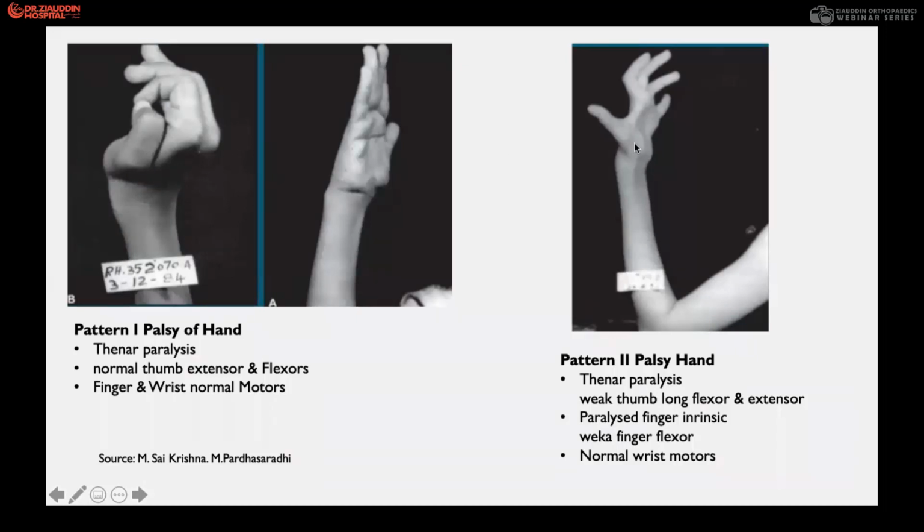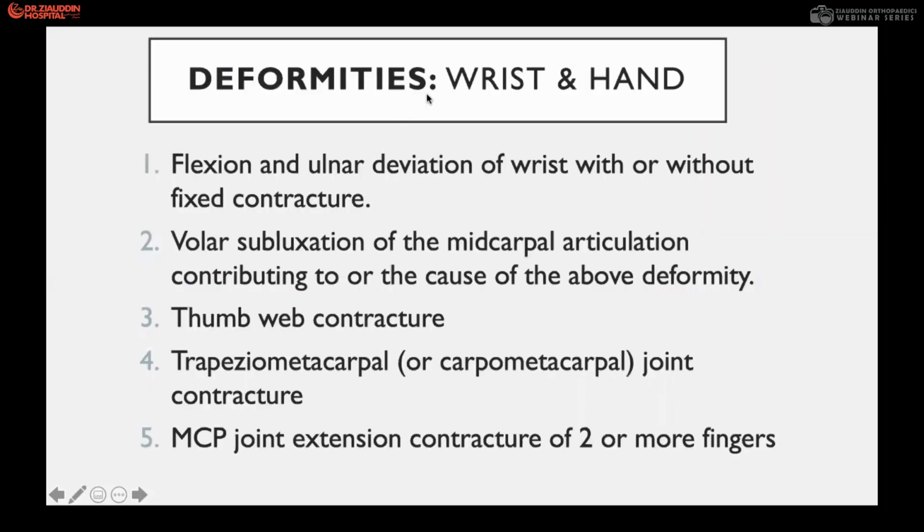The long flexors are broken nearly, but there is a thenar paralysis with the weak thumb, and long flexors and long paralyzed intrinsic muscles produce the decline of the fingers. So deformities in the wrist and the hand can be flexion and ulnar deviation of the wrist with or without contracture, flexion contracture, wrist contracture. There may be a volar subluxation of the mid-carpal articulation contributing to the above deformity. There may be thumb web contractures and trapezio-metacarpal joint contractures. So before embarking on any surgery or tendon transfer, you must correct these contractures and deformities before transfers.